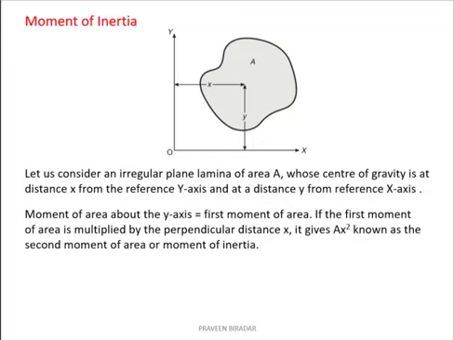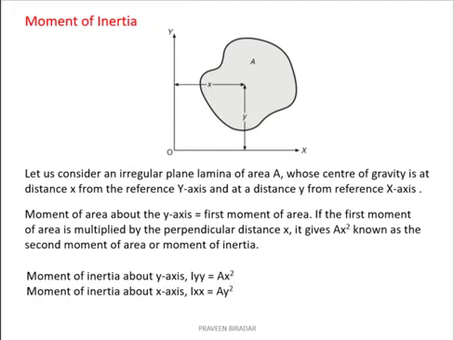inertia. So in CG, what we are doing is multiplying area into its distance x, we call Ax. But in moment of inertia, we have to multiply the same distance 2 times. That is called the second moment of area, or simply we can call it moment of inertia. We can write moment of inertia about y-axis Iyy equal to A x square, and moment of inertia about x-axis Ixx equal to A y square.